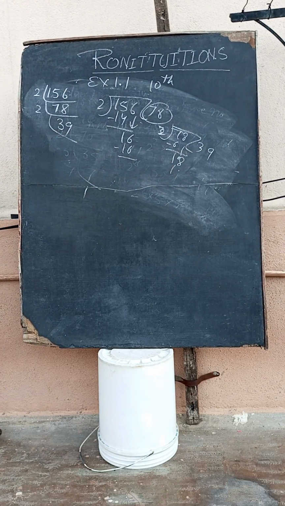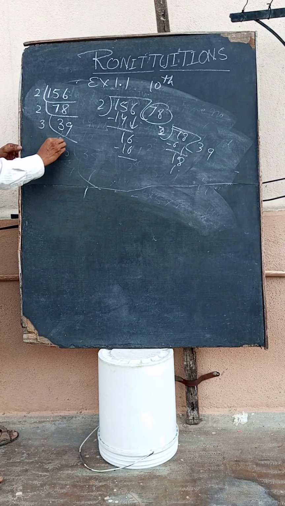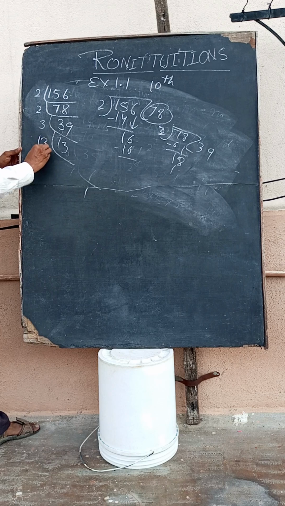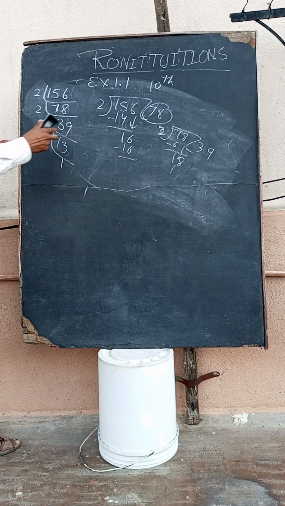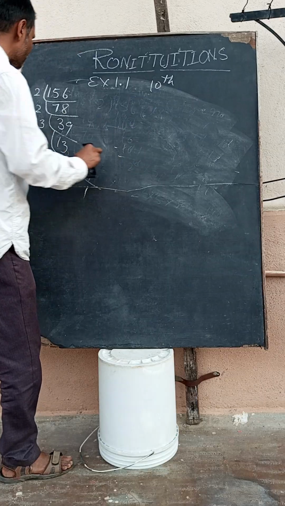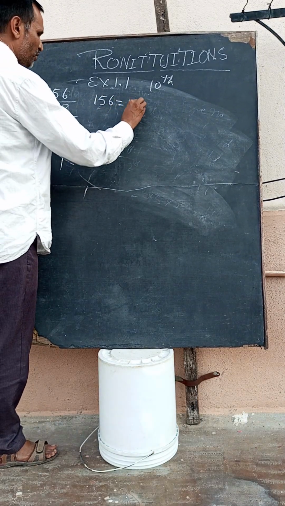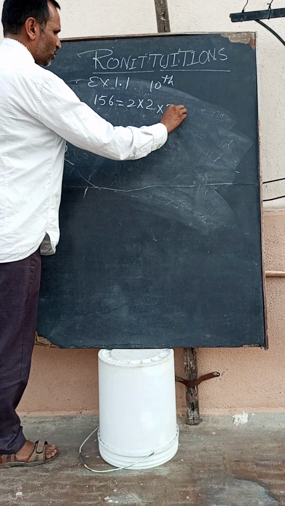Again 39 comes in the 3 table, because it is 3 13s, and 13 is a prime number, so we can write here 13 and 1. The prime factorization of 156 we can write in this way: 156 is equal to 2 into 2 into 3 into 13.